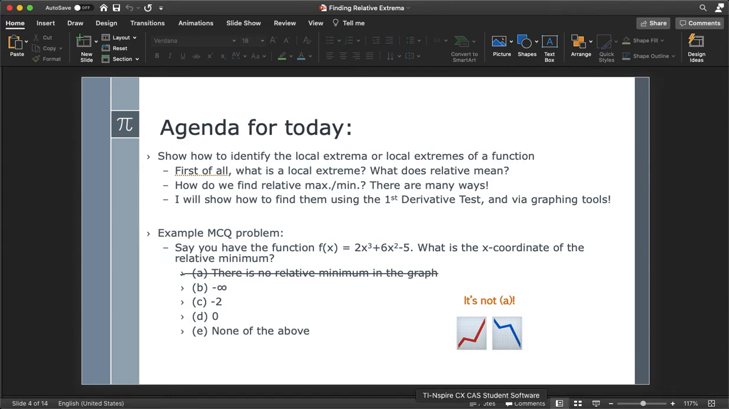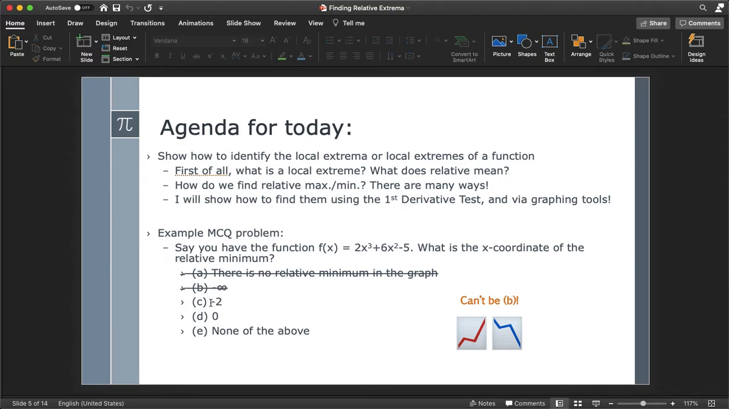If we look at our second option, minus infinity: first off, an x value can't be minus infinity. This is a limit. Secondly, relative means you're looking at a certain point within a graph, not an extreme. Another term that's used is global: absolute minimum and absolute maximum are terms reserved for the overall maximum or minimum in a graph. So it can't be B.